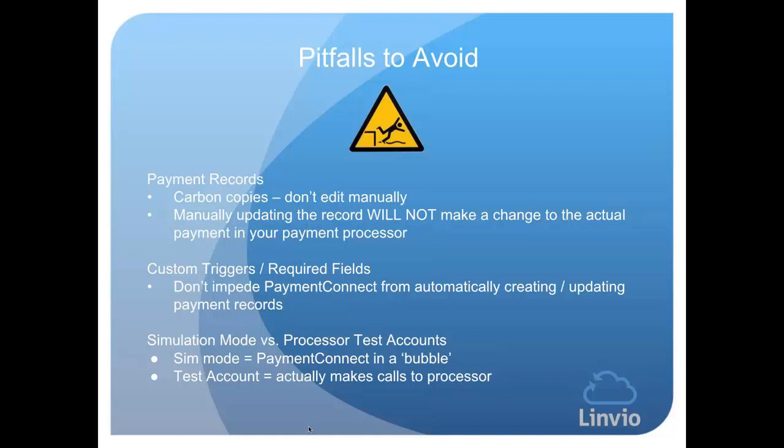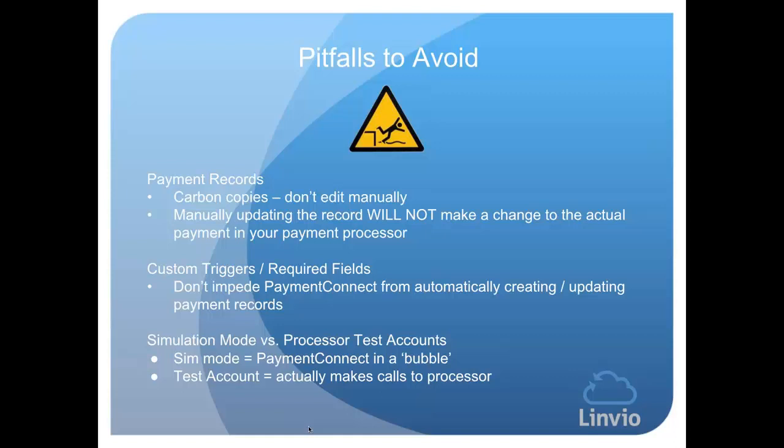Another big one that we run into with a lot of people, custom triggers and required fields. They're fun to use. It's great to use. It's a way to really kind of keep track of your data. But if you impede PaymentConnect from doing its job, which is updating and automatically creating records, then your payments might not post in Salesforce correctly. So we almost always recommend using a batch script instead. Let the transaction process and finish. The batch script can come along later and change anything. So we really recommend not having that.